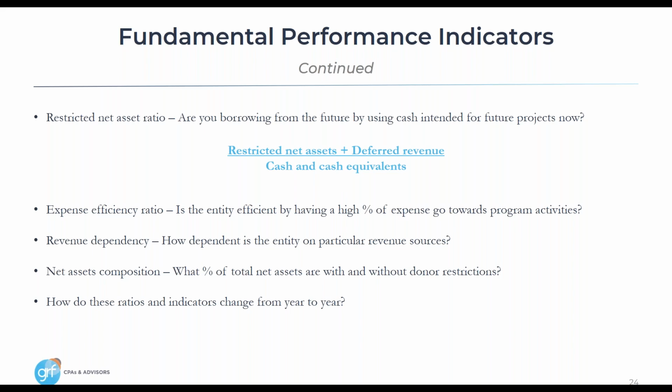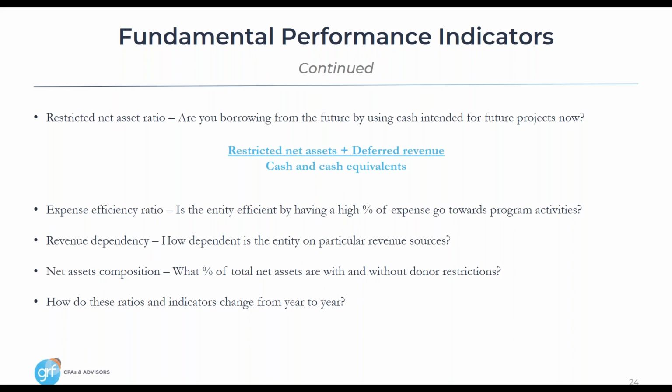And if you're a grantor, you're more likely to give money to an organization which is spending 80 cents out of the dollar on program activities than one which is spending only 50 cents out of every dollar, with the other 50 cents going to support activities such as admin.